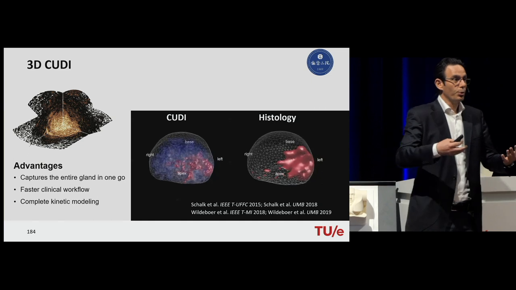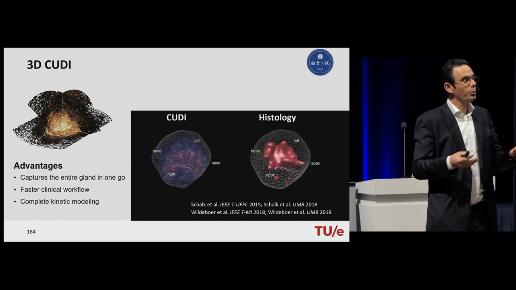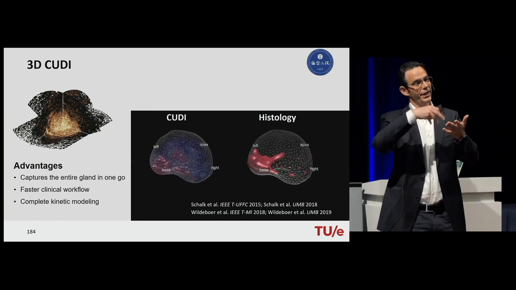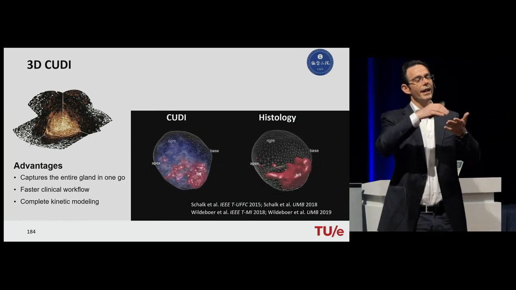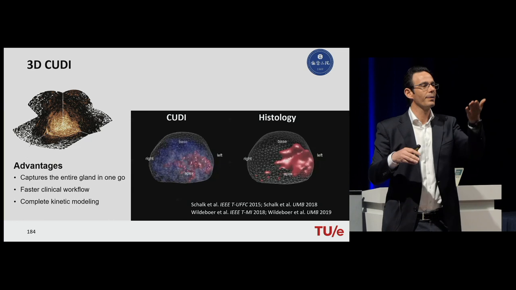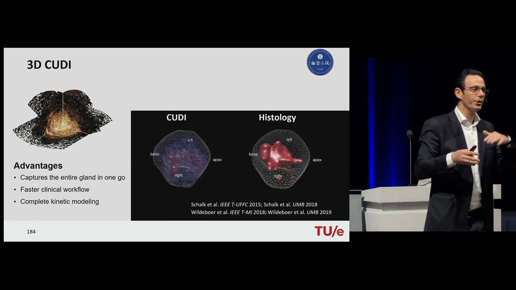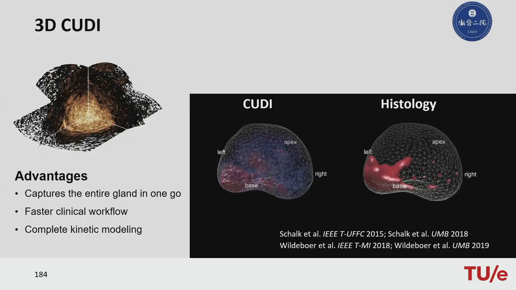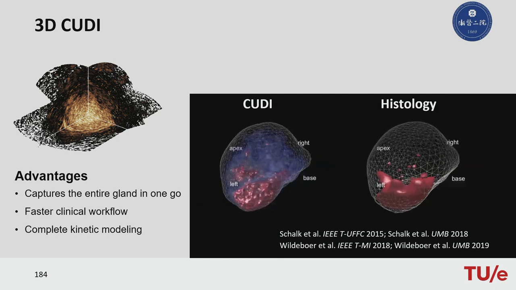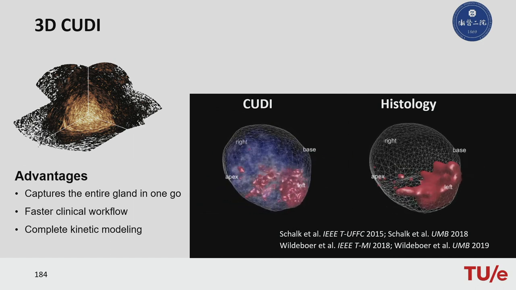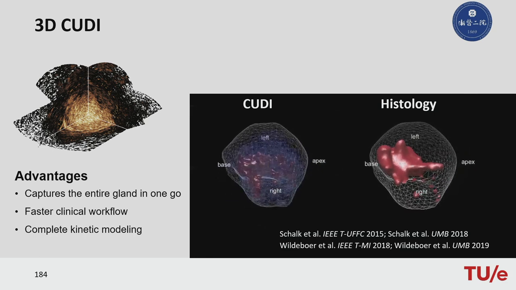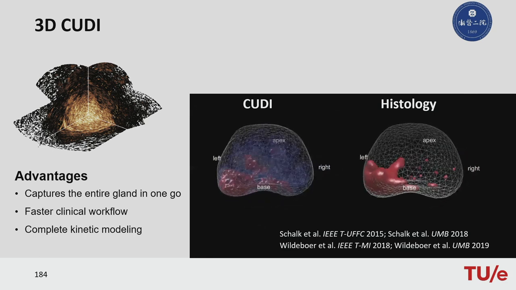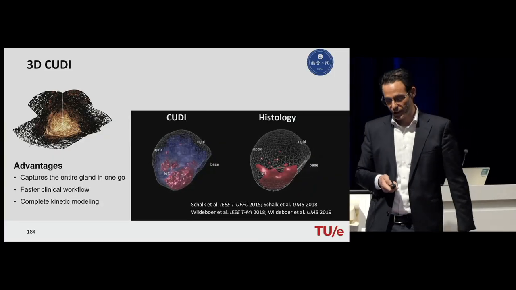Then the next step was to go towards 3D. You can imagine, in 2D, if you want to measure the indicator dilution curves, then you look at the wash-in and wash-out of the contrast at each peak. So you can do it plane by plane. So to cover the full prostate, you need several planes and several injections. It takes a huge amount of time. So it's not feasible in a clinical workflow. But if you can scan it in 3D, then you just inject a bolus and you analyze the full prostate in one go. So that's why we moved in this direction.